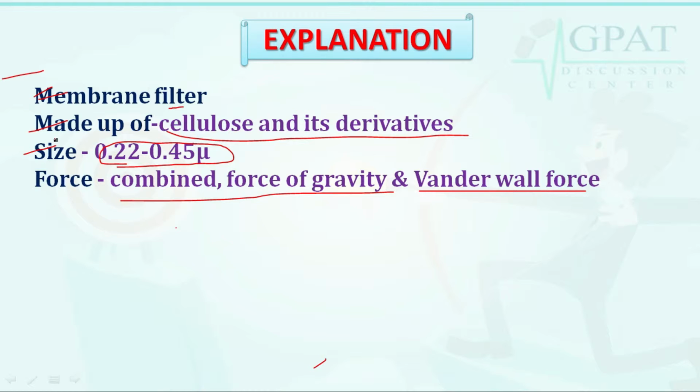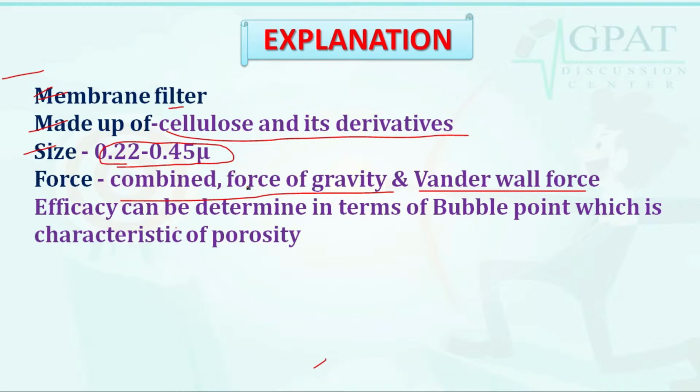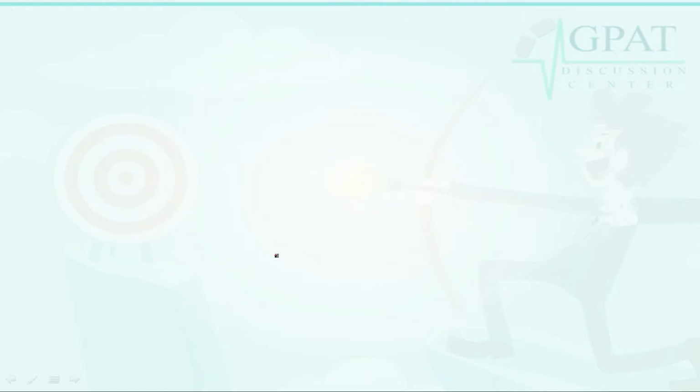So this is all about the membrane filter, and its efficacy can be determined in terms of bubble point, which is a characteristic of porosity. So this is all about this question.